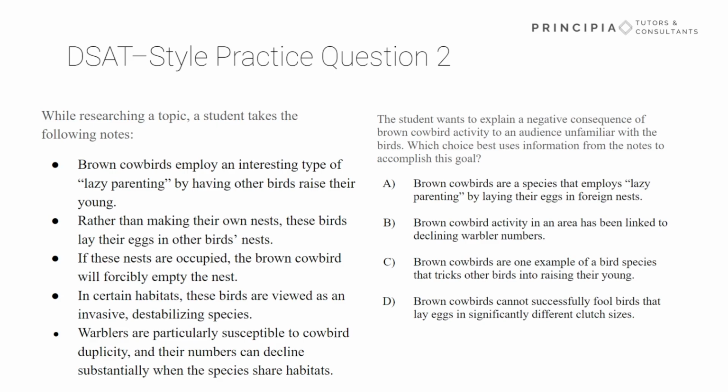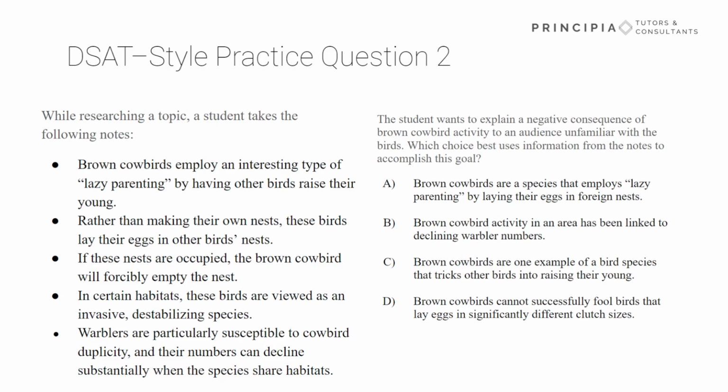All right, welcome back. So what's the goal? We need to provide negative consequences of the bird's activity to unfamiliar audiences. So starting with A, they employ lazy parenting by laying their eggs in foreign nests. This may be a bad thing. We're not sure necessarily because it does tie into the notes, and laying eggs in other nests may be bad. So you can keep A uneliminated for now.